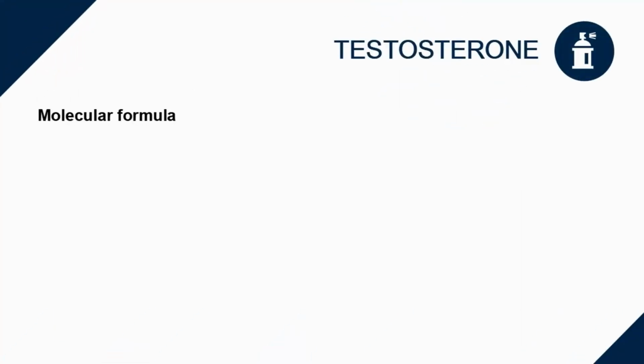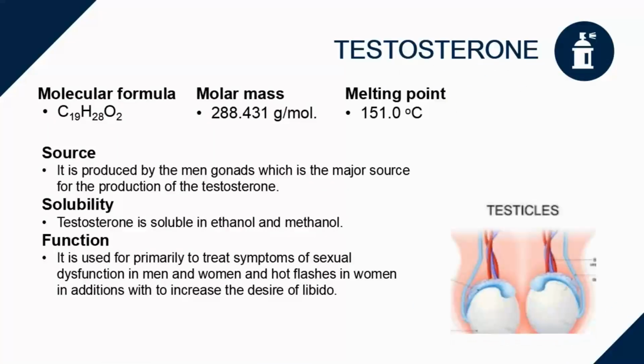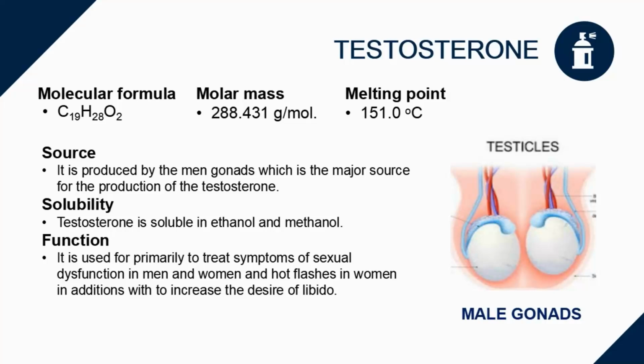The chemical formula of testosterone is C19H28O2, and the molar mass is 288.431 grams per mole, and the melting point is 151.0 degrees centigrade. Let's see the sources, uses, and therapeutic applications of testosterone.